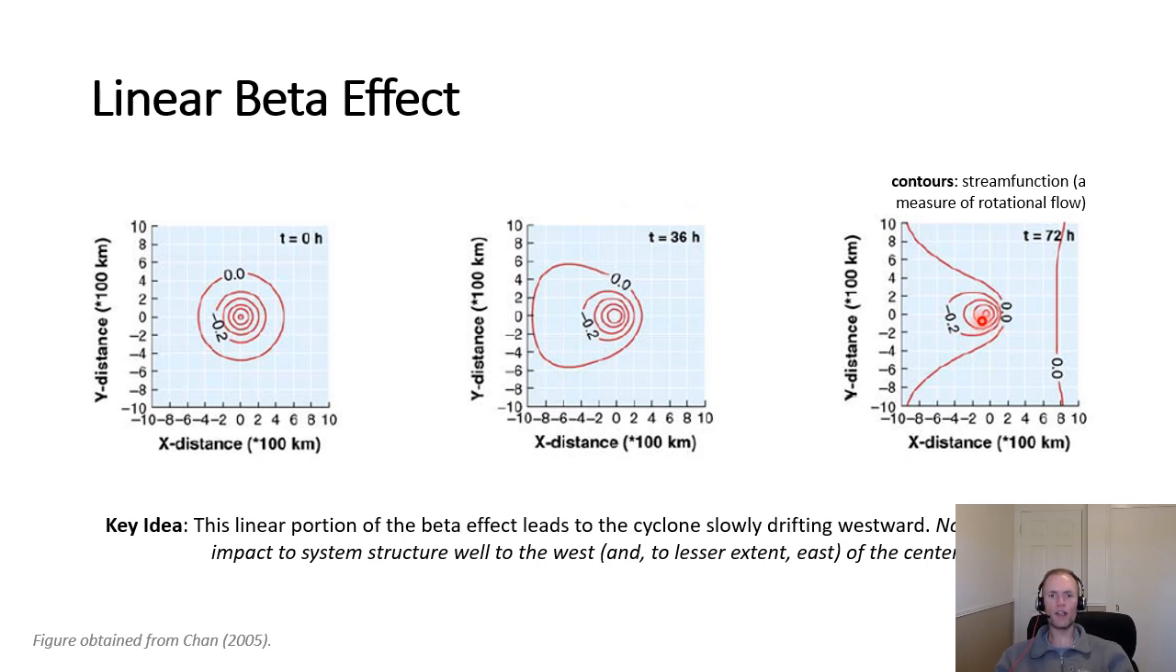And so consequently, you are increasing the cyclonic portion of the stream function to the west and decreasing it to the east. So that's why you get this kind of bulge out to the west that you see here and crunching up on the east side. So it changes the cyclone structure just a little bit while causing a very slow westward motion. But this isn't all there is to the beta effect.